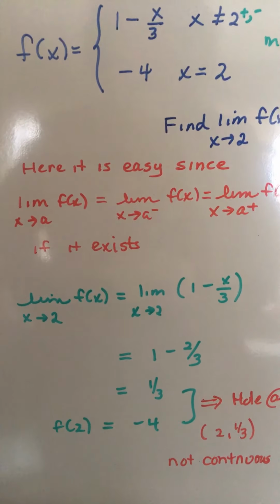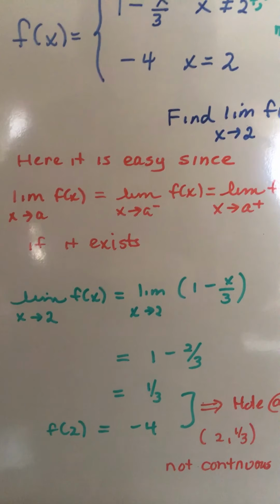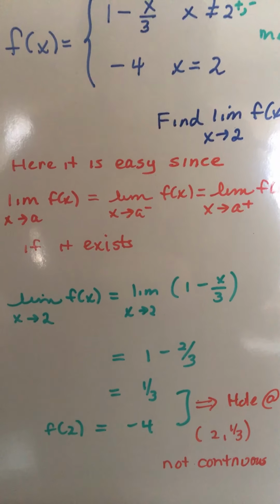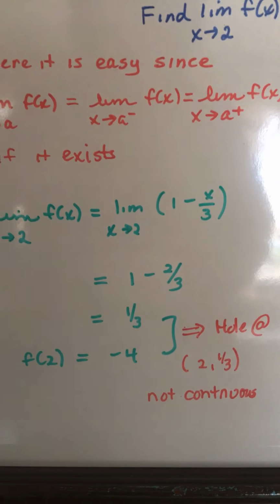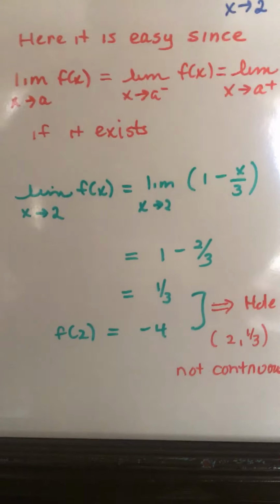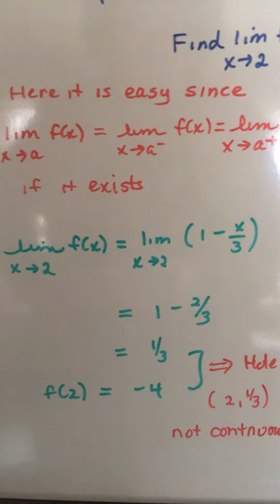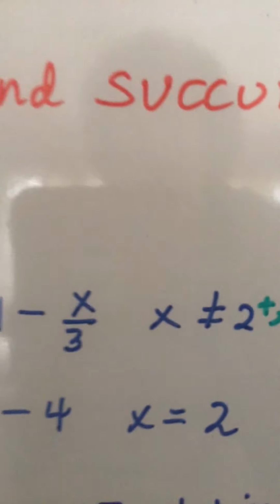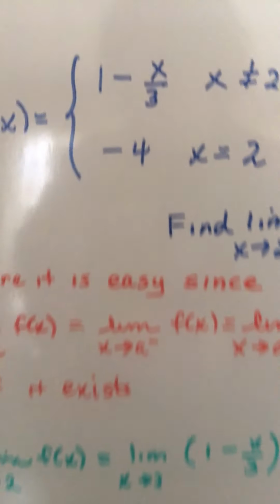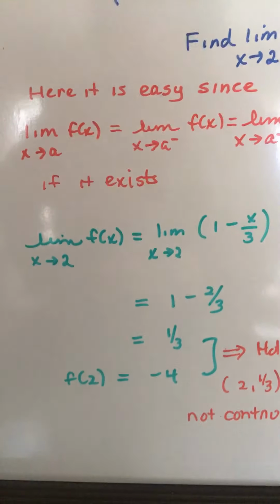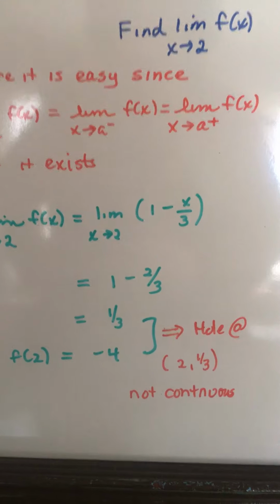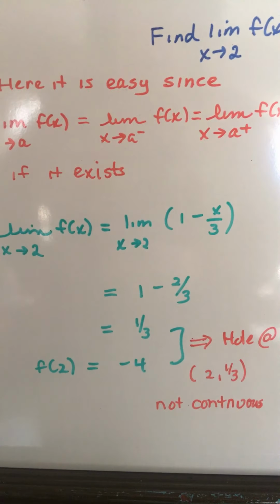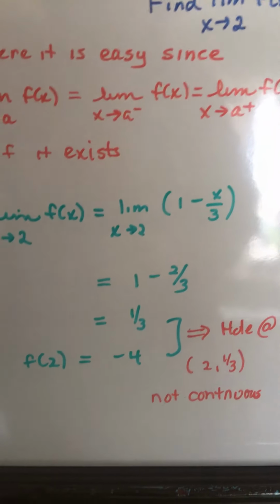The limit as x approaches 2 of f of x is going to be the limit as x approaches 2 of 1 minus x over 3. 1 minus 2/3 is 1/3. Note, I went ahead and found the function value. f of 2 is -4, to see that these two are not the same, and therefore there's a hole at (2, 1/3), and it's not continuous.